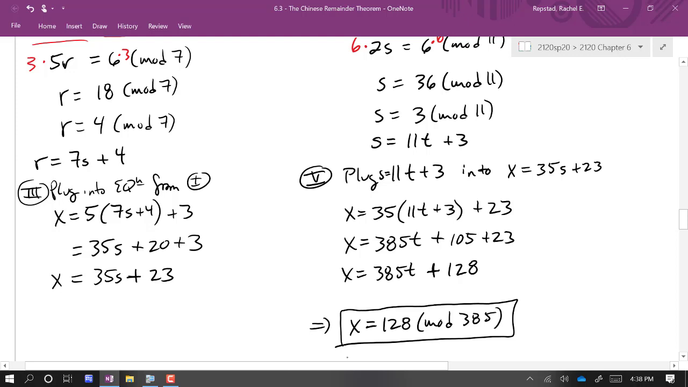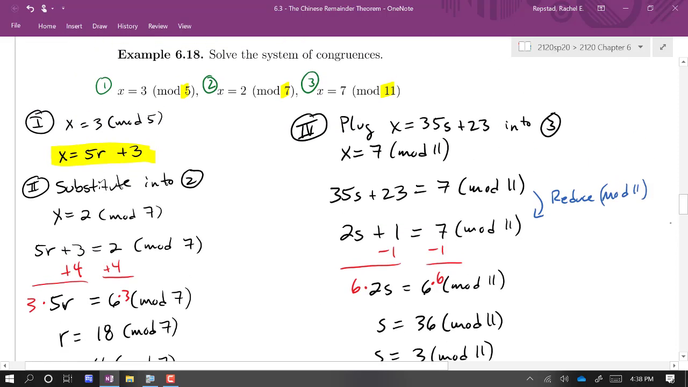With these types of problems, the answers are at least easy to check. We have a value for x. So you can use the mod program or calculate it using the division algorithm, but you should find that 128 is 3 mod 5, it's 2 mod 7, and it's 7 mod 11.